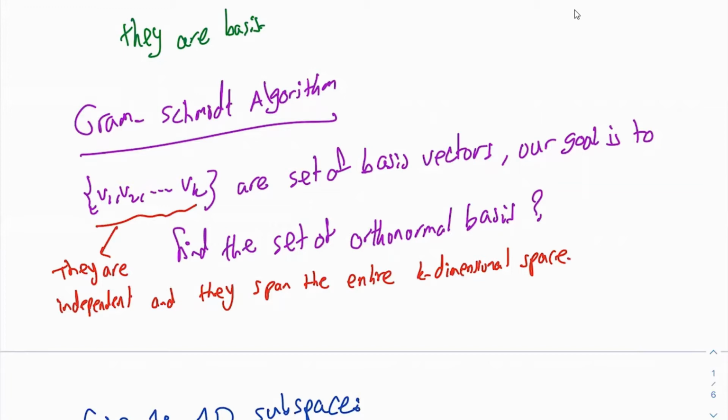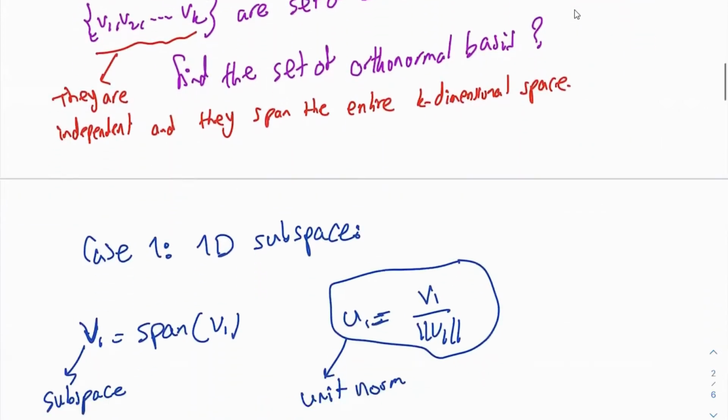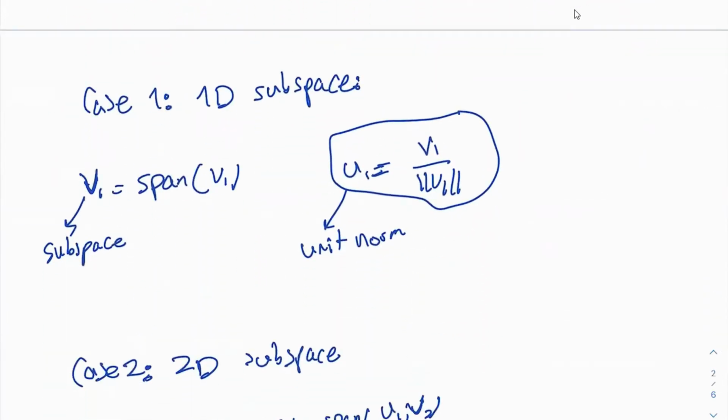What we do is as follows. At every iteration, we pick one of these vectors. So we start with v1. Since there is no other vector in the set, we just have vector v1. We want this v1 to be orthonormal, of course, so we want it to have a unit norm. So we go ahead and normalize v1, and we call it u1.